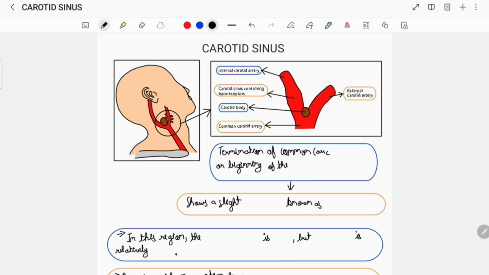The termination of the common carotid artery, or say the beginning of the internal carotid artery, shows a slight dilatation which is known as the carotid sinus, as you can see in the diagram above.